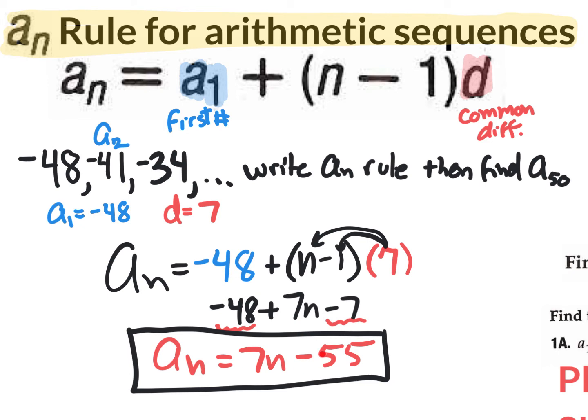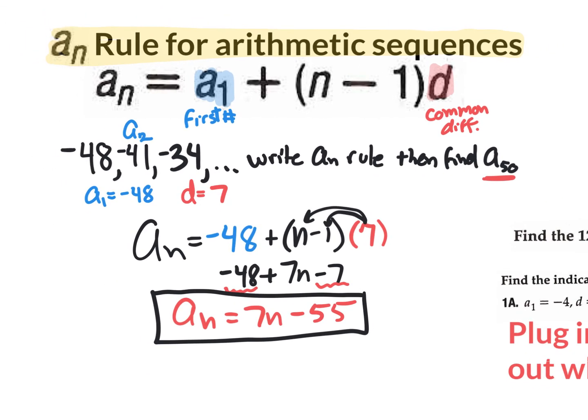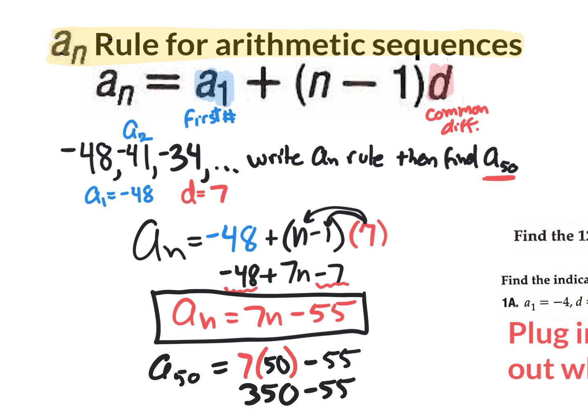Now, once you have this, it's really easy to find the 50th number. All you have to do is plug in 50. So let me do that. The notation would be a sub 50. 7 times 50, take away 55. That's 350, take away 55. The 50th number on this list is 295.